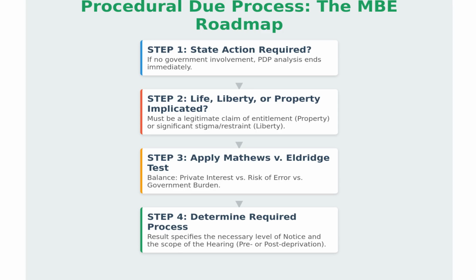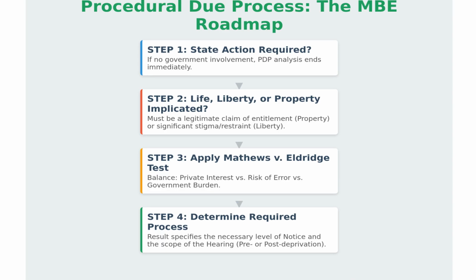We have analyzed the specific timing requirements in various contexts. Now, let us consolidate this into the definitive roadmap for analyzing any procedural due process question on the multi-state bar examination. The analysis always proceeds sequentially. First, confirm the presence of state action. If the government is not involved, the analysis stops immediately. Second, if state action exists, determine whether a protected interest in life, liberty, or property is at stake. If no protected interest is implicated, no process is due.